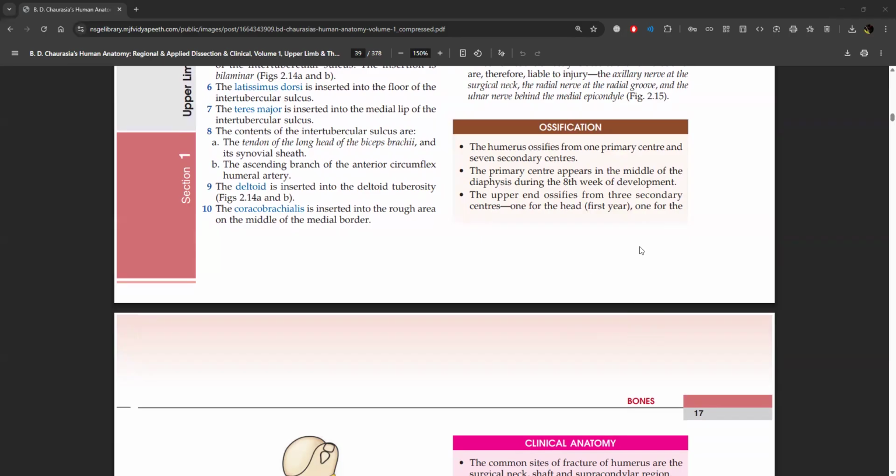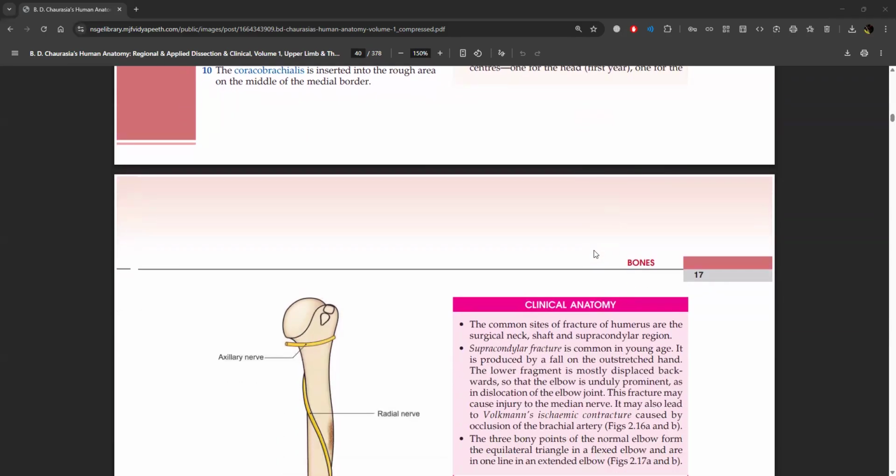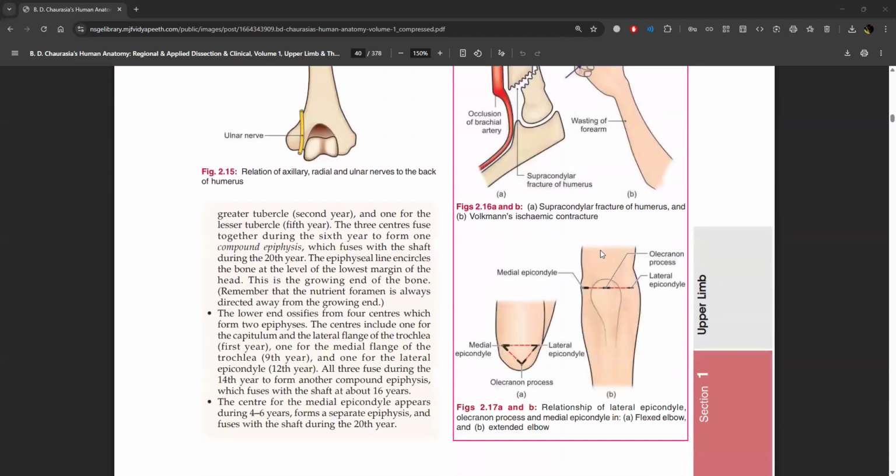The upper end ossifies from 3 secondary centers: one for the head in the first year, one for the greater tubercle, and one for the lesser tubercle. The 3 centers fuse together during the 6th year to form one compound epiphysis, which fuses with the shaft during the 20th year. The epiphyseal line encircles the bone at the level of the lowest margin of the head. This is the growing end of the bone. Remember that the nutrient foramen is always directed away from the growing end.